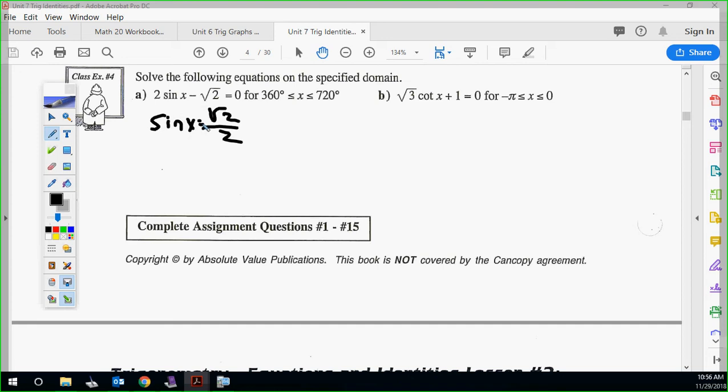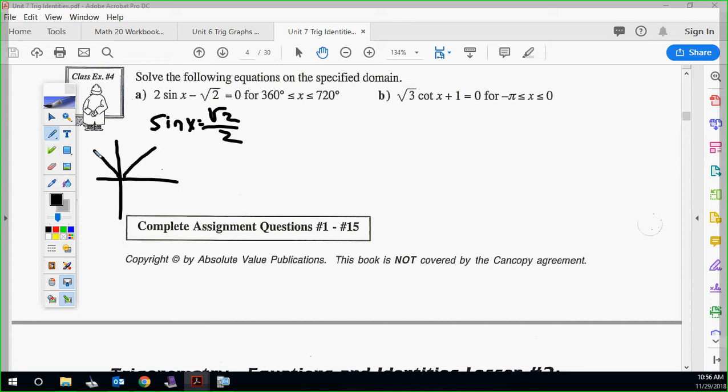Now, they want degrees here, okay? And they're making you operate from 360 to 720. So they're just shifting you up. But I know I want root 2 over 2, and this is what I really, really stress: you should be able to do this easily. Here and here are the ones I want.